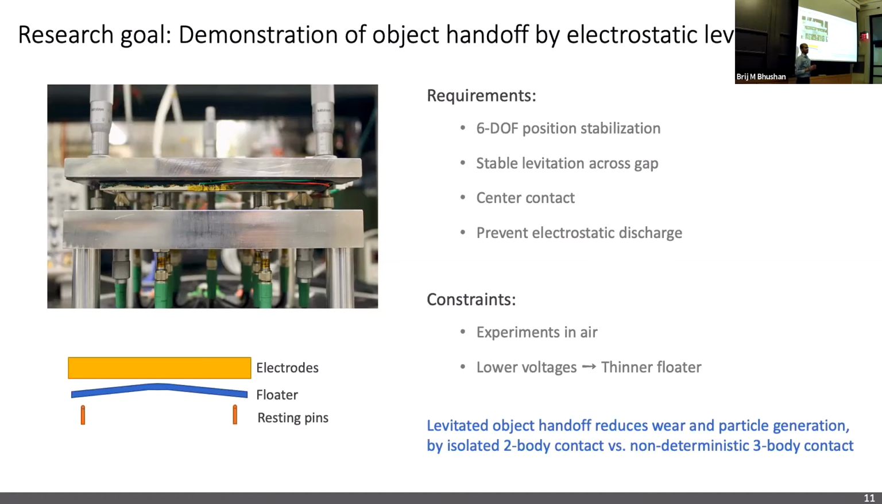So what is the main message? In object handoff, in the previous way in which the pickup was happening, we had 3 body contact at the same time: the pickup stage, the object that I want to transfer, and the handoff stage. All of these were coming in contact at the same time. 3 body contact is non-deterministic. It's very hard to control where exactly contact is happening and the contact forces. So what we do is we isolate the contact such that the object of interest is either contacting the pickup stage or is contacting the handoff stage, and in between it is isolated and controlled. Its position is controlled by levitation.